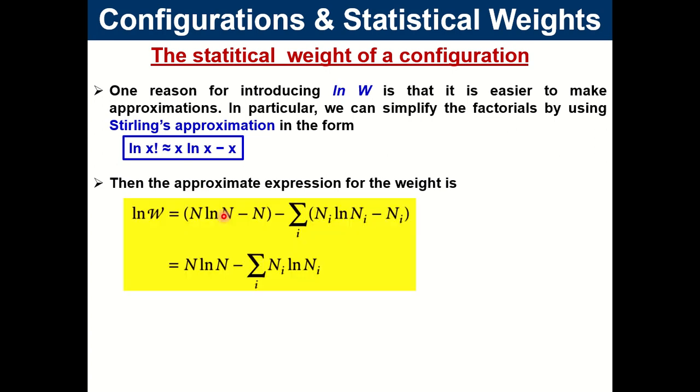So for the expression for the weight, if we employ this Stirling approximation, then you can substitute that in the expression of ln W. So we had n factorial, so you write n ln n minus n, and similarly for the summation of ni factorial, you write ni ln ni minus ni. If ni is summed over the value of i, this will be equal to n, right? So minus becomes plus, these two terms will cancel out, and you will be left with n ln n minus summation of ni ln ni.